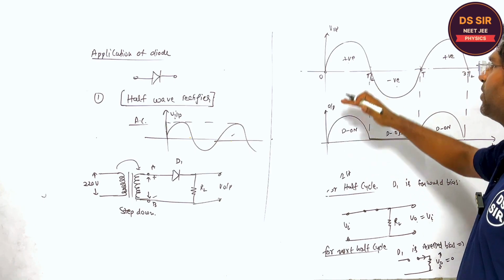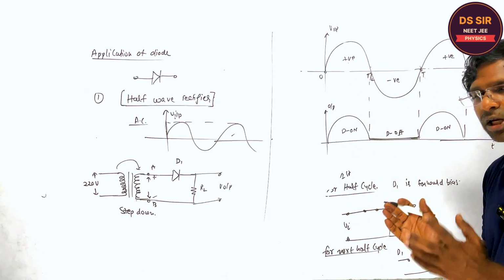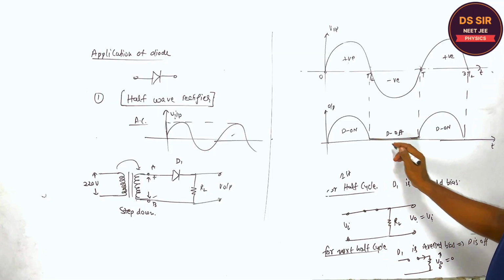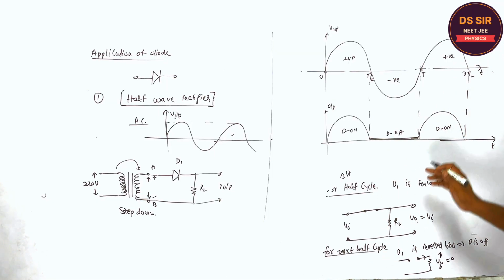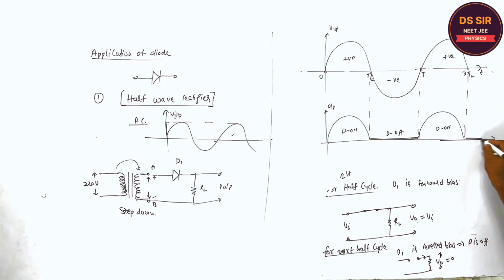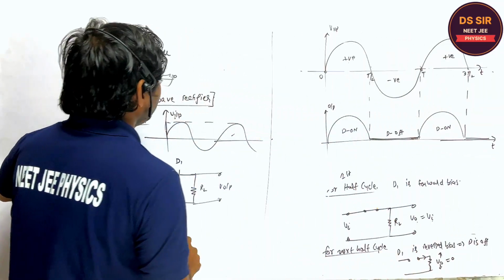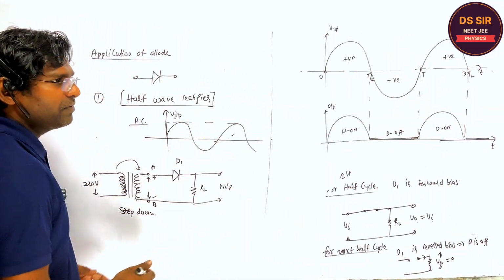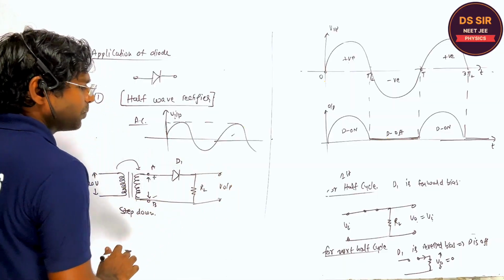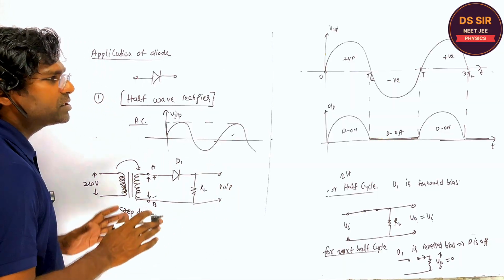The positive half wave you will get as it is, but the negative half wave is clipped off, right? It is not present in the output. Again the positive wave is present as it is, and the next half cycle is absent, or it is clipped off. So therefore it is called the half wave rectifier. Half wave rectifier means it passes the positive half wave, right? The output is obtained for the positive half wave, but for the negative half wave the output is 0.